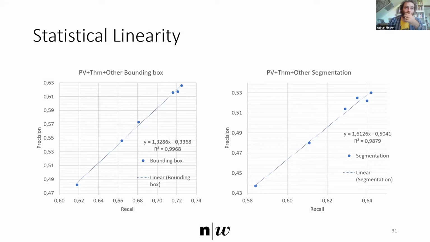First, we wanted to plot the statistical linearity between precision and recall, and you can see that the R-square value is really close to 1. So this shows that the model is actually quite good in generalizing the input or the learning effort that we gave.